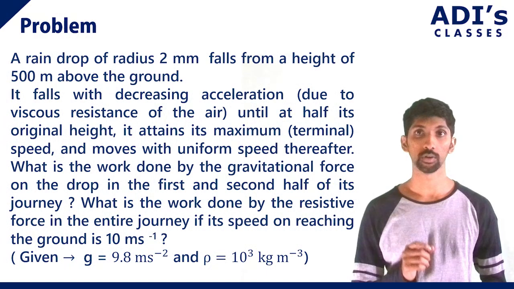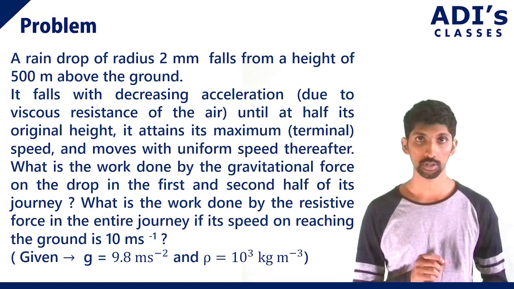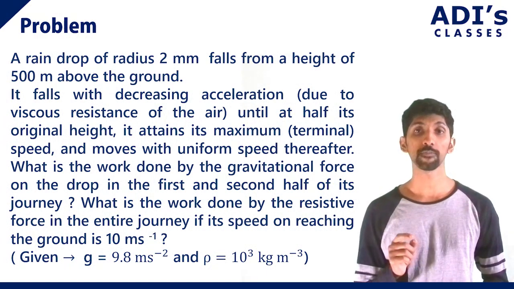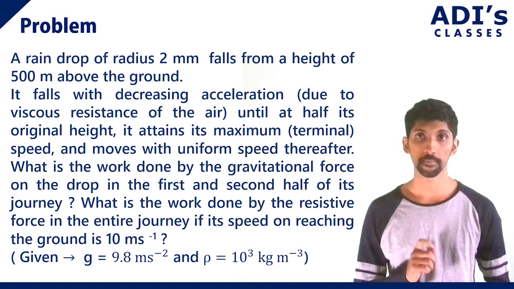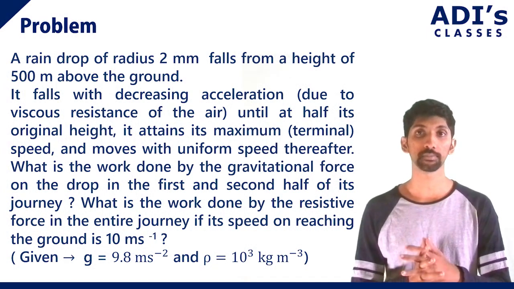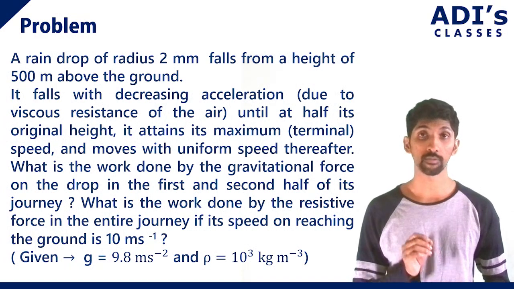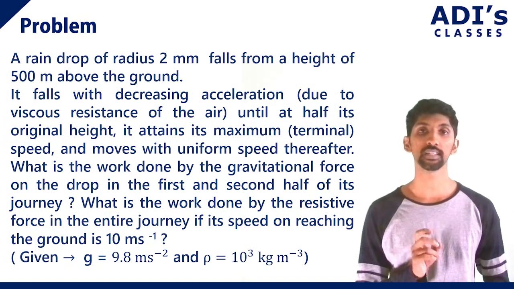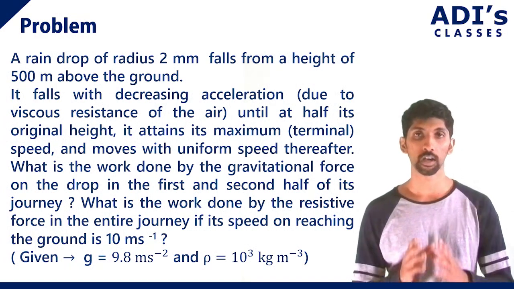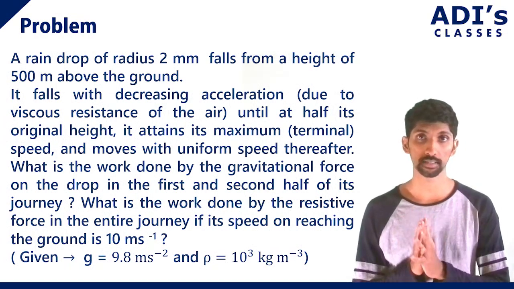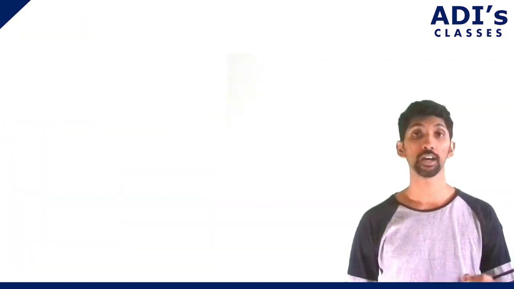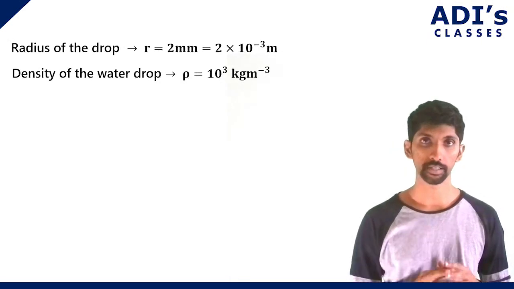journey? What is the work done by the resistive force in the entire journey if its speed on reaching the ground is 10 meters per second? Take g as 9.8 meters per second squared and the density of water is 10^3 kg per meter cube. Now I want you guys to pause, read the question and then move on to the next answer. Now what we have is the radius to be 2 millimeter, right?